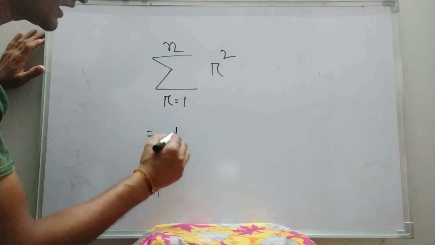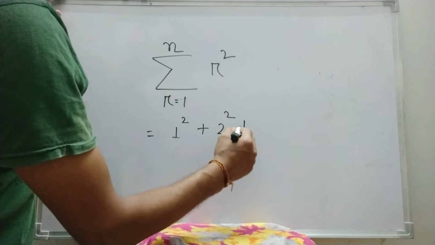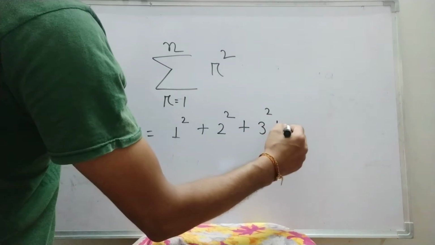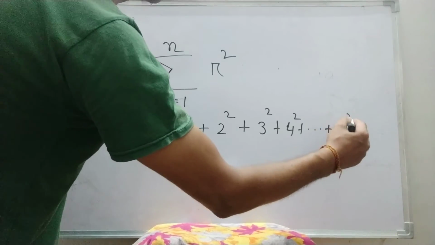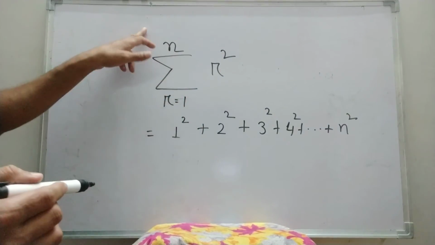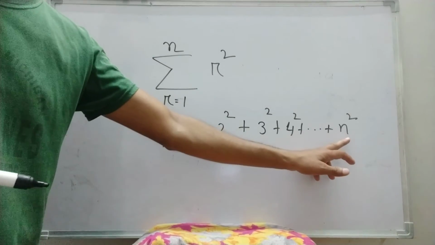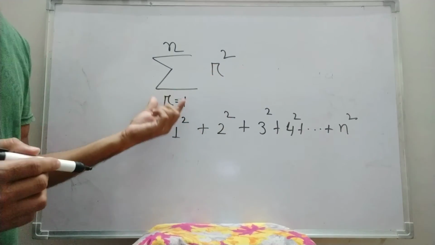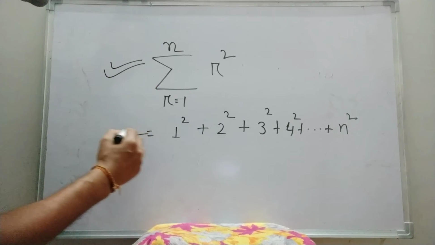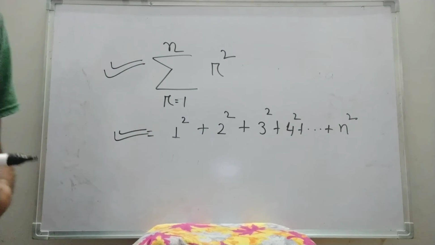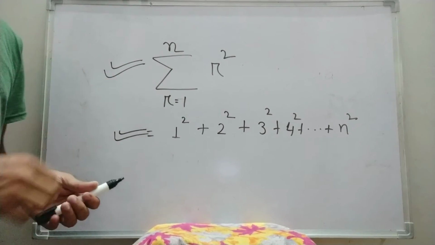That means here first it is 1 square, plus 2 square, then plus 3 square, then 4 square, and so on up to N square, because R goes from 1 to N. So R starts from 1, 2, 3, 4 and so on up to N square, because the summation of R goes from 1 to N of R square. So this summation can be written in this series, student. I hope students you have understood the meaning of series and sequences, whatever we have discussed here.